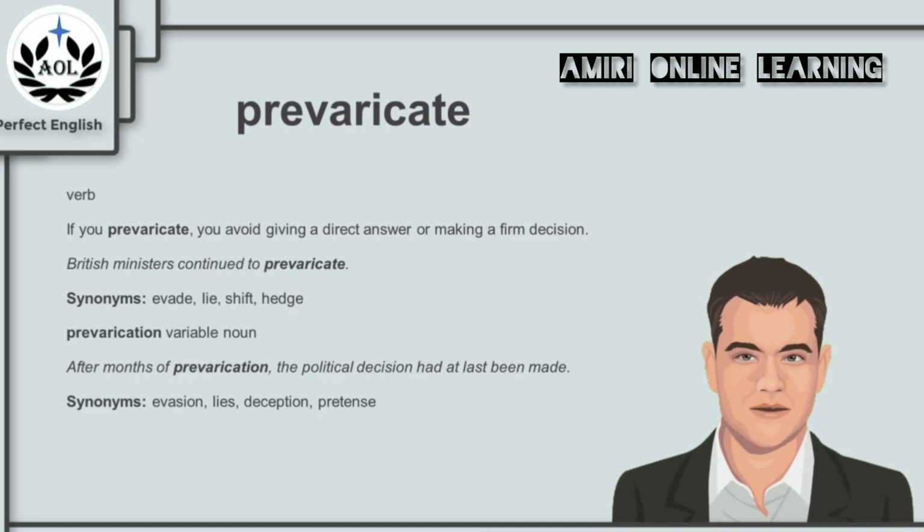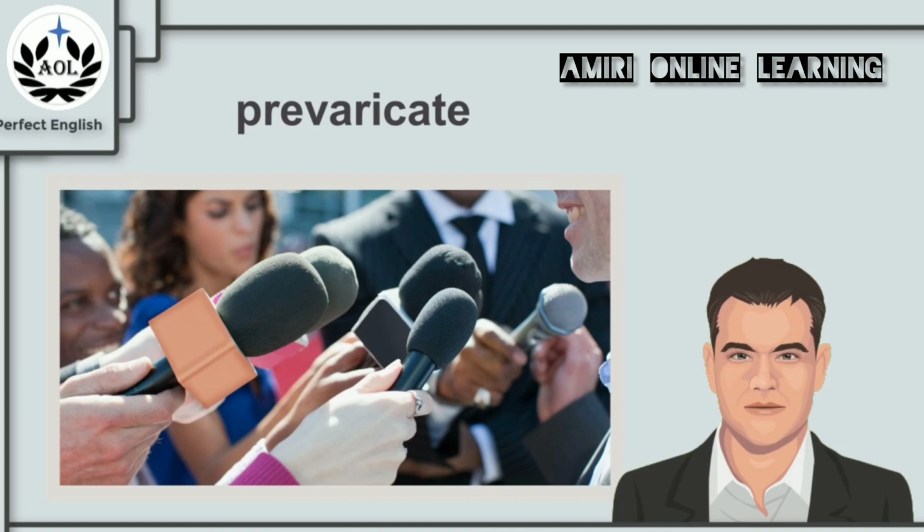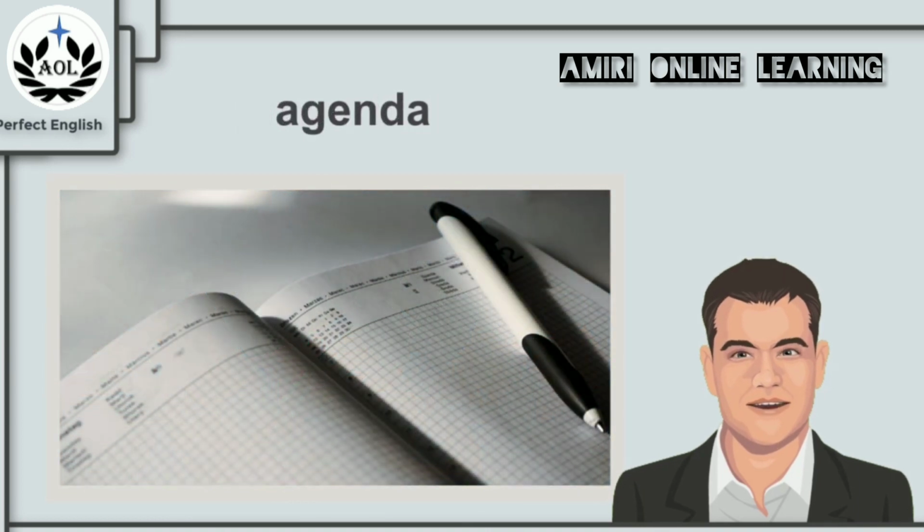We can use prevarication as a variable noun. For example, after months of prevarication, the political decision had at least been made. And synonyms for prevarication are the words evasion, lies, deception, and pretense. So the next time you remember this picture of the reporters asking the man, remember the word prevaricate and what it means. And now for the last key word for this chapter, agenda.